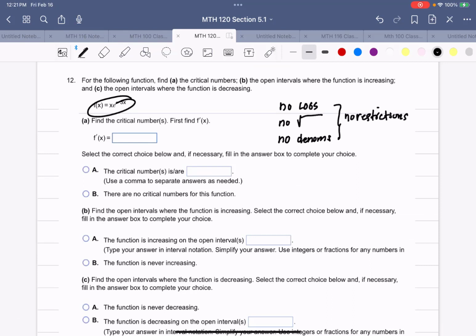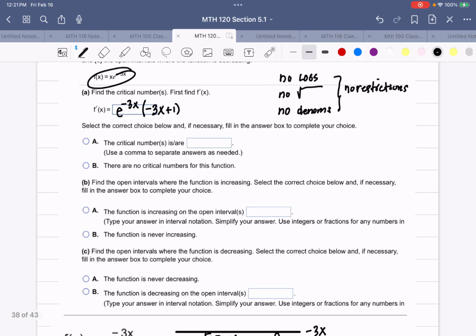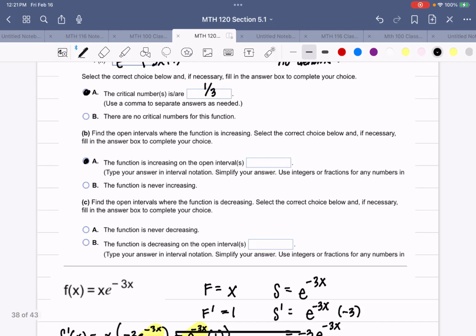So our final answer for our derivative was e raised to the negative 3x times negative 3x plus 1, and you could enter that in the distributed form as well. The critical number turned out to be 1/3, it was increasing from negative infinity to 1/3, and it was decreasing from 1/3 to positive infinity.